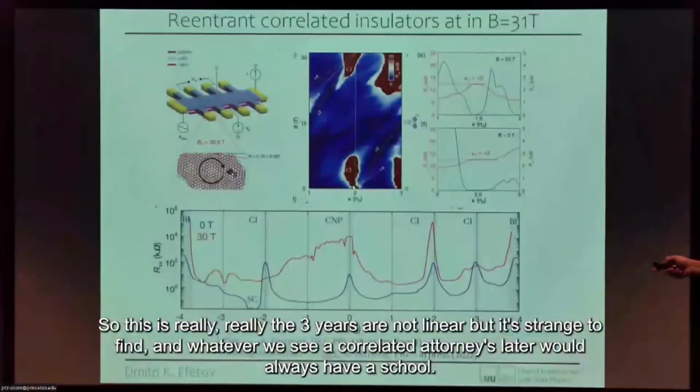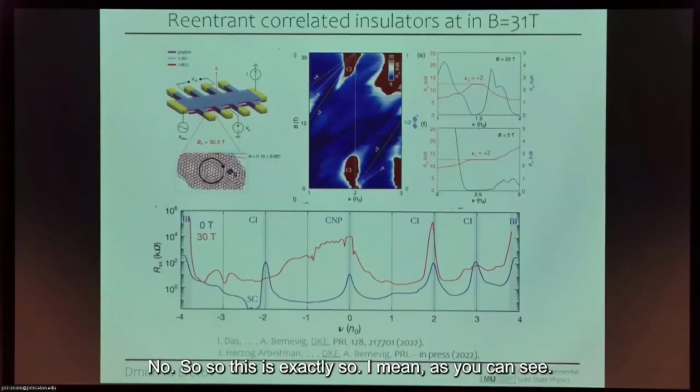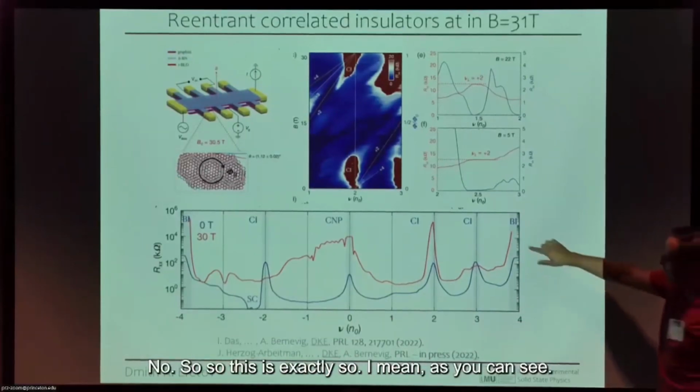Here, but it's a straight line. And whenever we see a Chern insulator, it would always have a slope. It's more like this Landau level here. It would always have a slope here. If you look at here, it's basically a Chern number. Do you see this reentrant for any filling that you see, a correlated insulator? Yeah. No. So this is exactly.